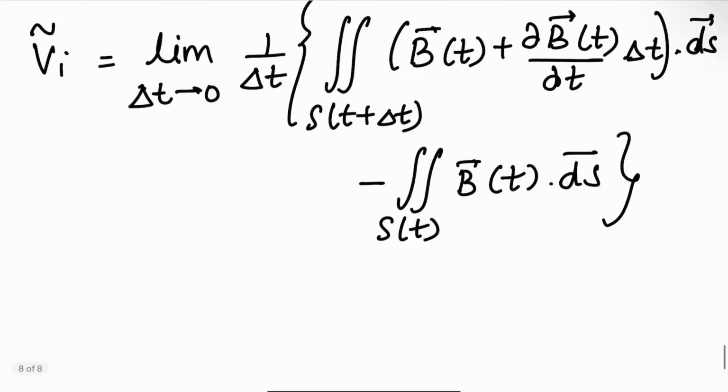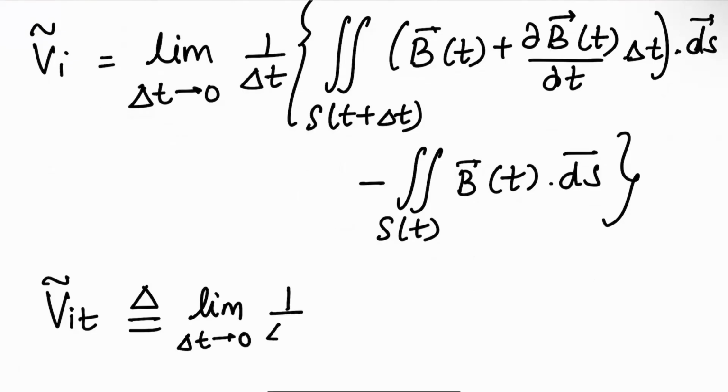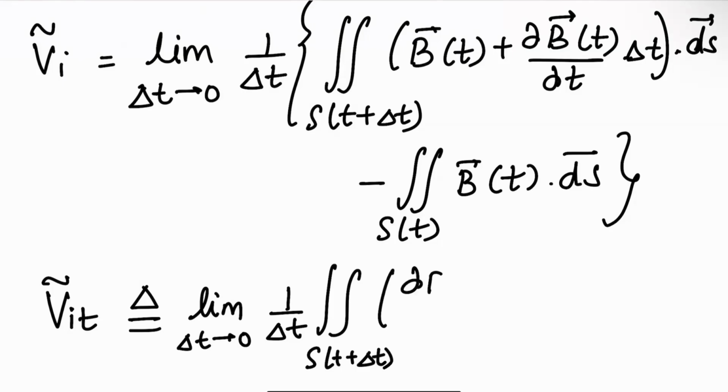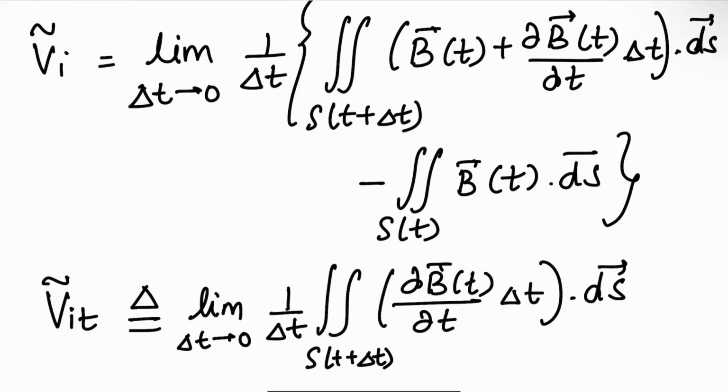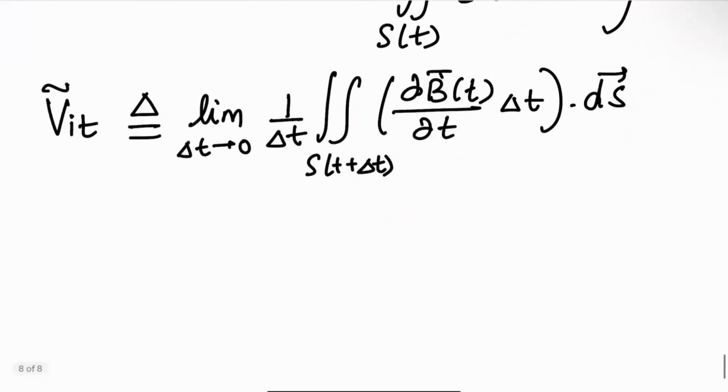So let's do that. I'll define another term, which I'm calling V_IT. It's defined as the limit as delta t goes to 0 of 1 over delta t times the integral over S of t plus delta t of dB of t over dt times delta t dot dS. So what is this? I've just taken this term and I'm treating it separately, and we want to see what this integral evaluates to.